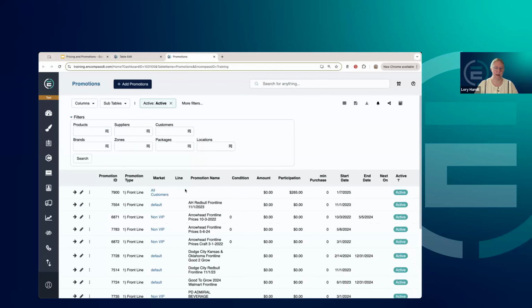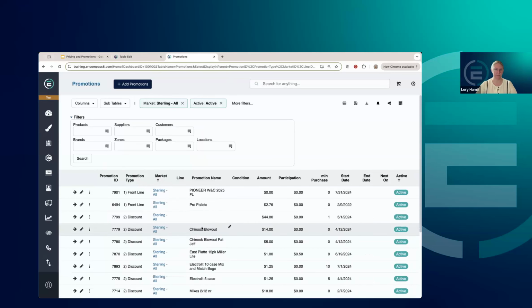We're gonna go over to the promotions table. I'm looking for my front line, and I know that it is on the Sterling All market. So that is not something that I have set up. It looks like I've got an old one. I've got something for Wind and Clouds, but we're going to go ahead and add that promotion now.